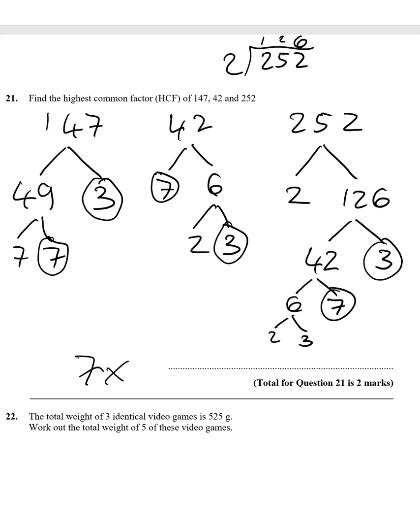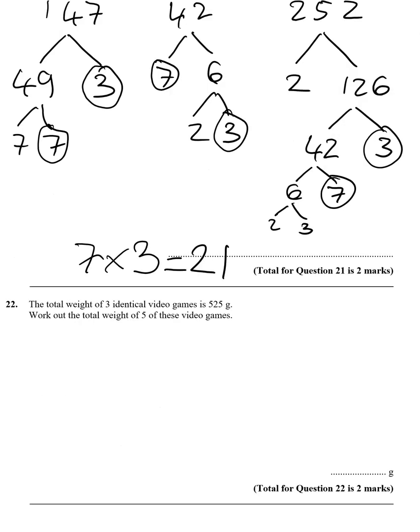So we can do 7 times 3. I don't think we've got any other common numbers to all three. There's a 2 and a 2, but there's no 2 in 147. So 7 times 3, your highest common factor is 21. So 21 is the highest number that would go into all three of those numbers. Okay.